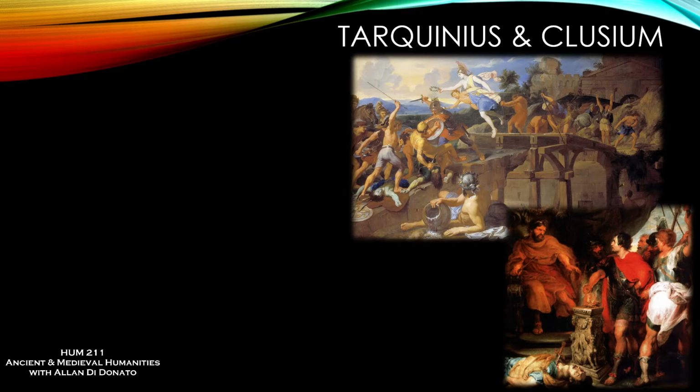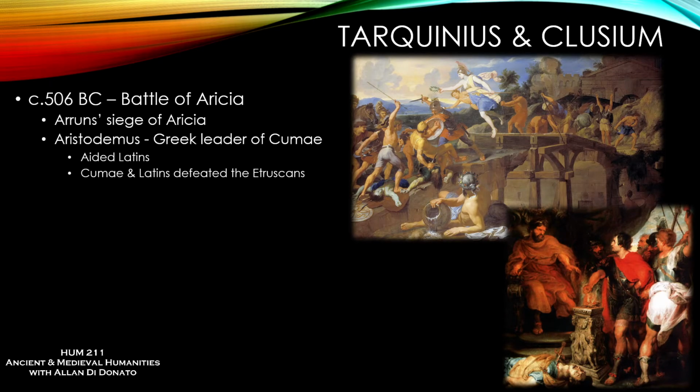Anyways, the story continues with Porsena's son Arruns, who lays siege to the Latin city of Aricia. A battle of Aricia in 506 is where the Greeks come to the aid of the Latins. Aristodemus, the leader of the Greek city of Cumae, sends forces to assist the Latins to fight off the Etruscans, and they defeat the Etruscans.